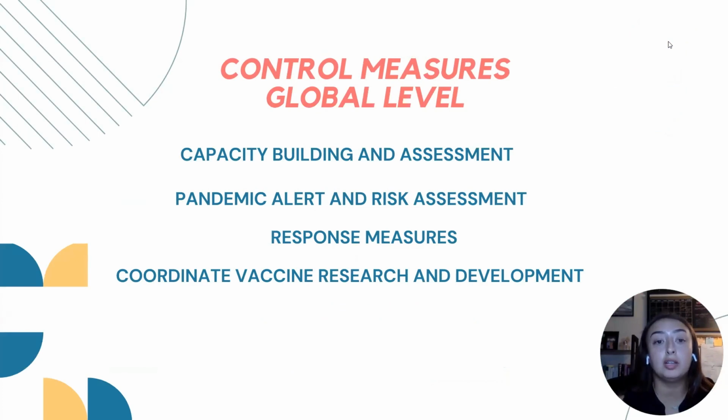Control measures at a global level. To begin, we'll look at capacity building and assessment. This ensures that the spread and risk are minimized. The WHO published an influenza guidance. In the guide, there is a 6-step approach that was revised in response to the H1N1 virus because of the strain being transmitted from animal to human.